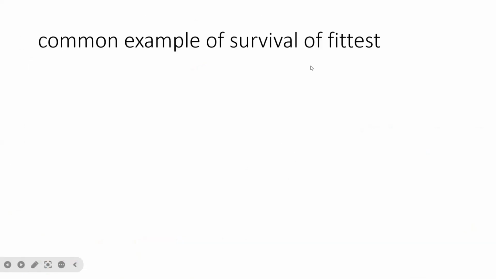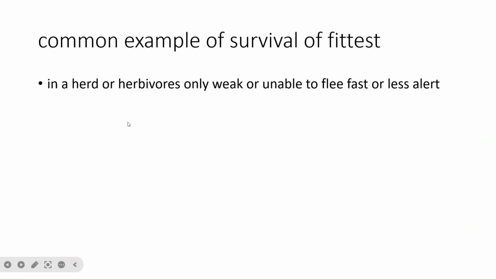Next is a common example of survival of the fittest. You have to tell me, in a herd of herbivores, herd meaning cow, goat, anything, only the weak, those unable to run fast, or less alert, will they survive? No. They will be easily attacked by the predator.